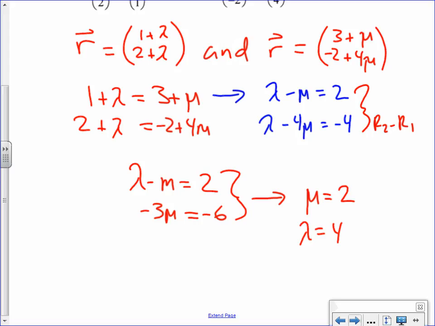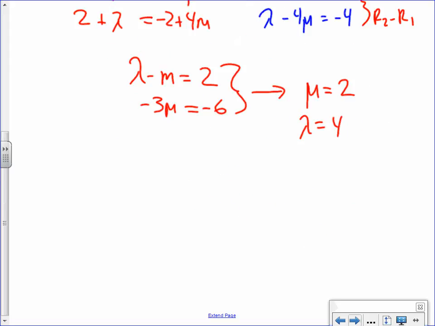Okay, so that's the solution for lambda and mu, but it doesn't tell you what point. Plug it back in. Does it matter which one you plug it back into? Heavens no. So just plug it back into one of the equations.